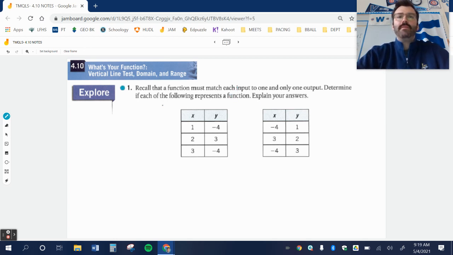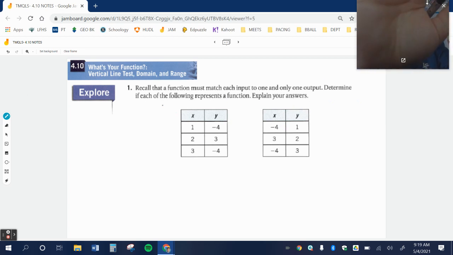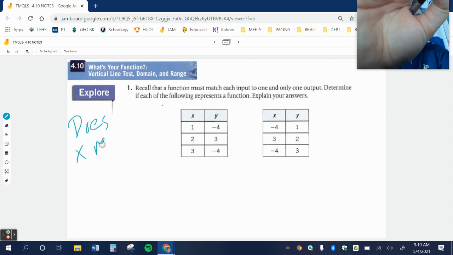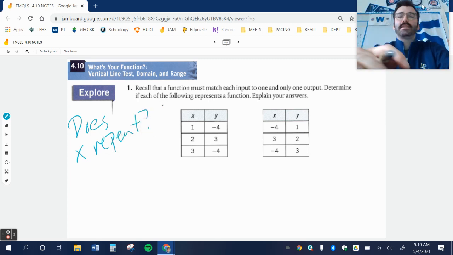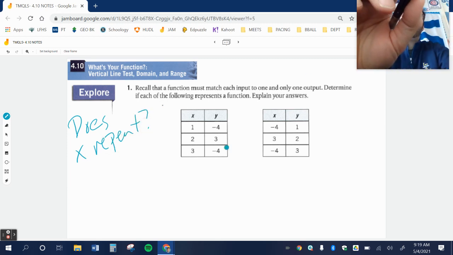All right. Recall that a function must match one input to only one output. Determine which of the following represents a function. All right. Well, we look here. The biggest question we got to ask ourselves: does x repeat? That's how we really determine. Does x, since x is not repeating in this first one, I would say yes.